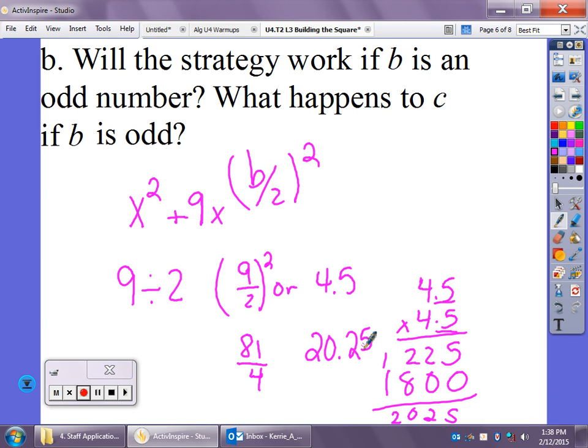It still works, it's just not as pretty. Okay, so my equation would be x squared plus 9x plus 81 over 4, or plus 20.25.